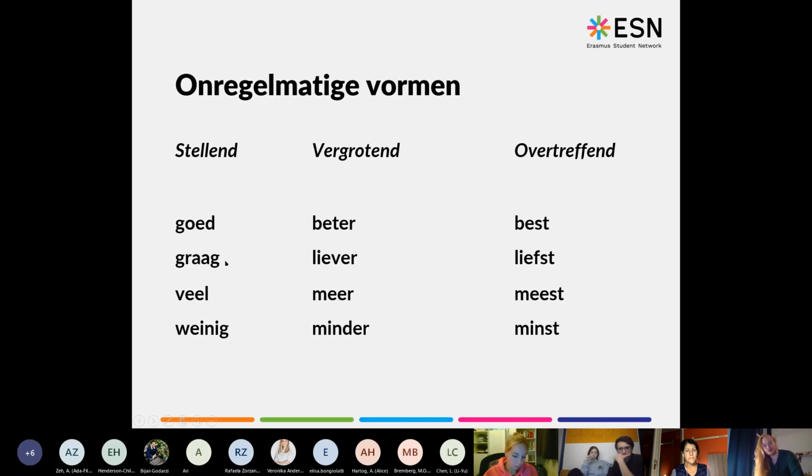And it's kind of difficult to translate again. Graag means like would like to or with pleasure, something like that. And liever is I would really prefer, and liefst is I like the most, something like that. So graag, liever, liefst. Again, much, more, most, or many, more, most. In Dutch, we don't make a difference between uncountable or countable things. So veel, meer, meest. And same with few or little. So it's just both weinig. Weinig, minder, minst. A little or few, less, least.